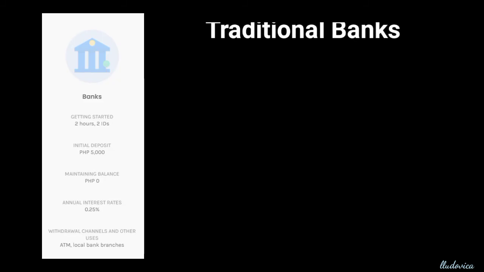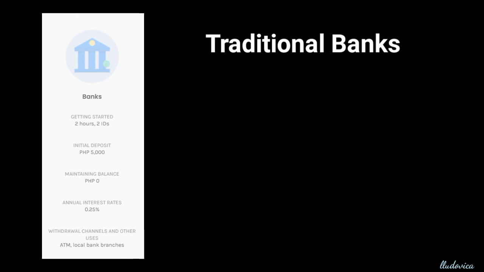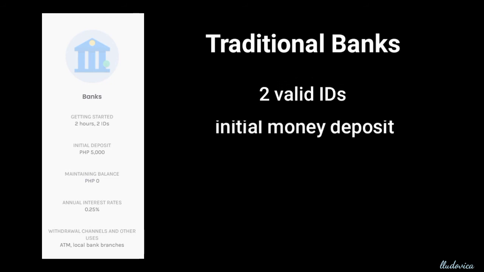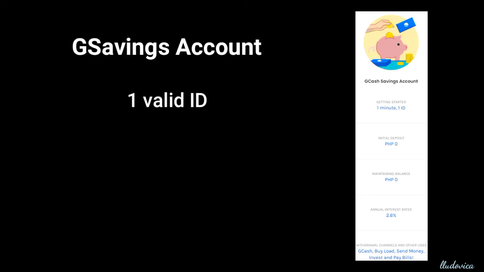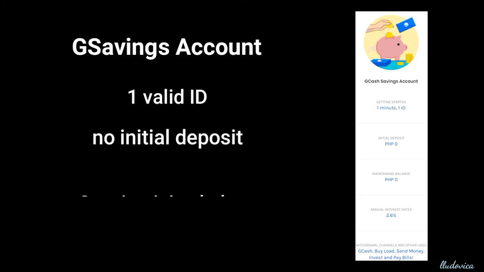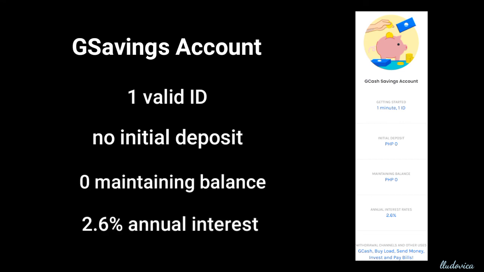Now, let me break down for you the difference between the traditional bank and GSave. Traditional banks need two IDs with an initial deposit of more or less 5,000 with a maintaining balance. It could be 0 to 5,000 depending on what account you are opening. And it has an annual interest rate of 0.25%, while GCash, on the other hand, only needs one ID, zero initial deposit, and zero maintaining balance, and 2.6% interest. Now you decide.